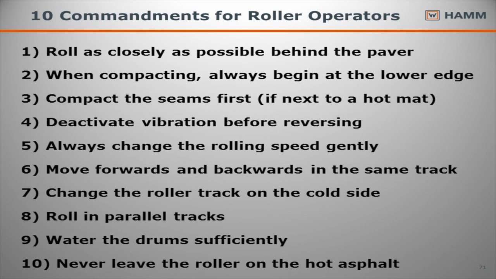I had a guy up in Canada, again, Canada, was doing an S-curve. And I said, what are you doing? He says, I'm covering more area. I'm like, no. We want to go back and forth in the same path. We want to change the track on the cold side so that we can reduce our marking, reduce our bumps that we're going to have, and tearing of the mat. Roll in parallel tracks next to each other.